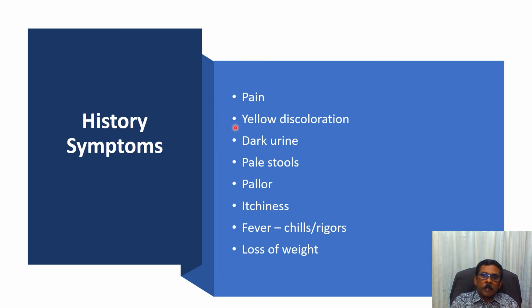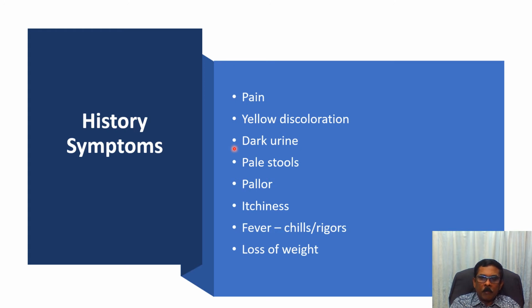Next is the yellow discoloration, or jaundice, and this is usually visible initially in the eyes, then the mucous membranes, followed by the skin in severe cases.